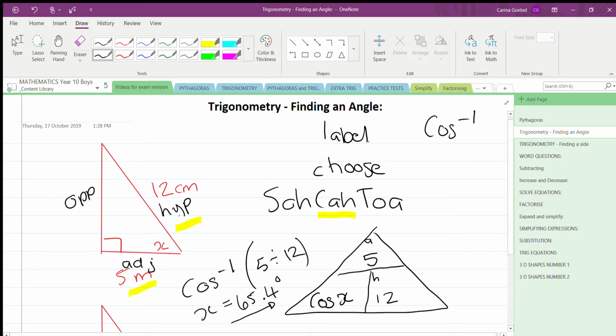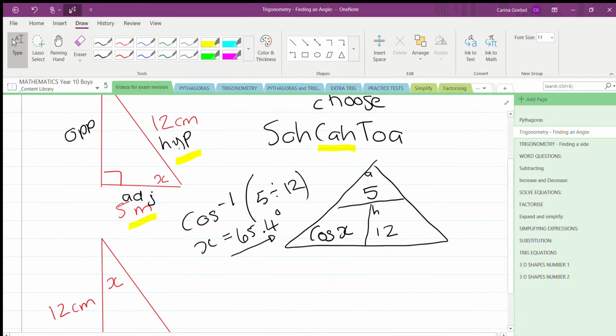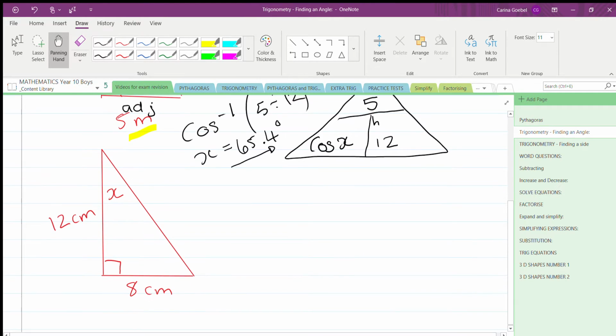So step 1, label. Step 2, choose the two sides you'll be using. Step 3, see which trig ratio fits, sub it into your triangle, and then calculate. Right, let's look at one more.